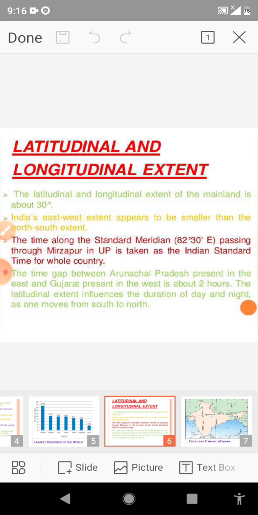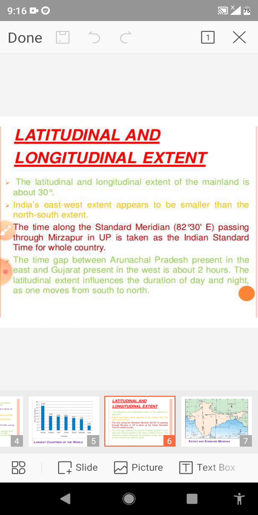Then we will discuss the time gap, or you can say the time lag. There is a time lag of 2 hours, in the sense the sun rises 2 hours earlier in Arunachal Pradesh and 2 hours later in Gujarat, which is the westernmost state of our country. So what is the reason behind it?